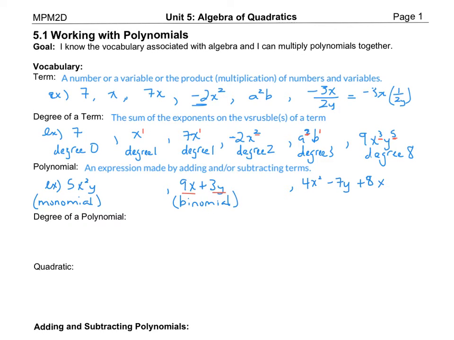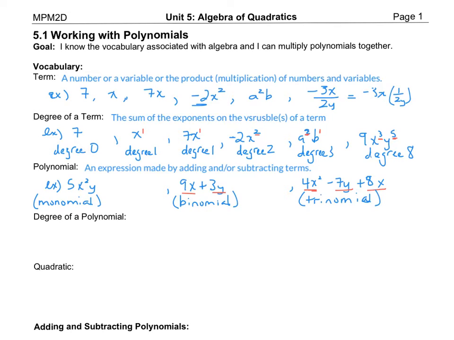And then my last example here has a 4x squared a minus 7y, and a plus 8x. So you can see the subtract and the add separate our terms out. 3 terms have a specific name called a trinomial. So in general, they're all called polynomials, and if we went into 4 terms, we just call them polynomials. 5 terms, polynomials. We just have specific names for 1, 2, and 3 terms on that.